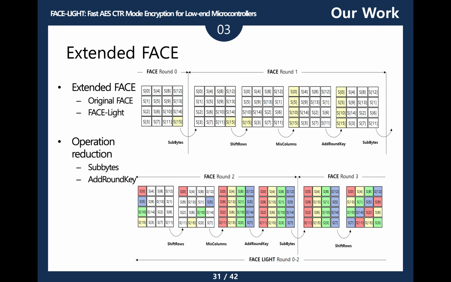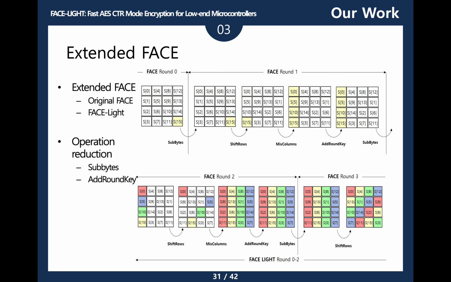Also, our work, the phase light, can omit more processes by merging it with the phase. If you take a look at the screen above, we can see the process of the phase. If you take a look at the S15, the counter value, we can see the S15 affects this first column through the shift rows and mix column operation. It means that if the S15 changes, these first columns also change.